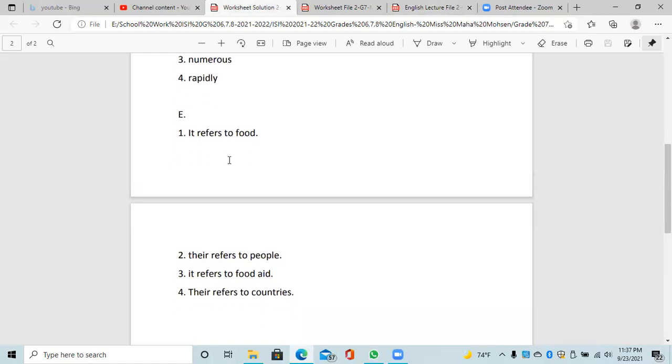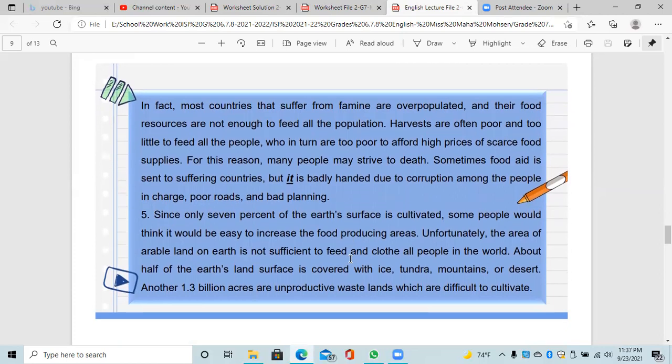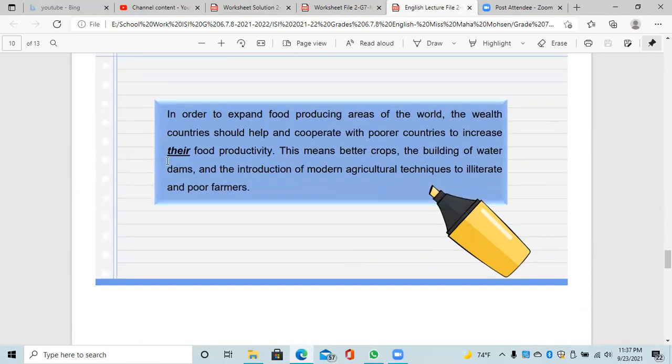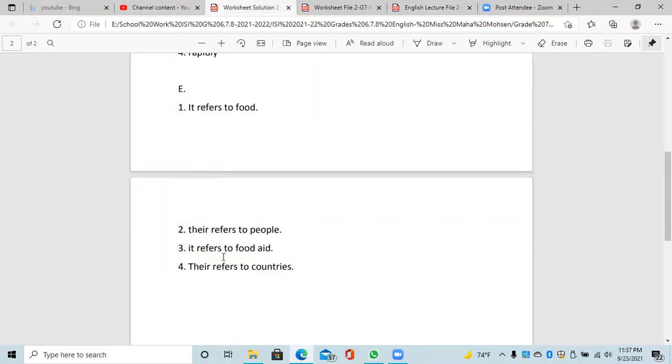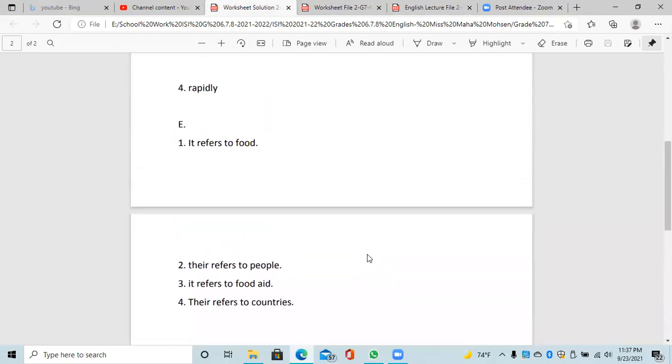Clear? And the last one, there, refers to countries. Let's look for it there. In order to expand food producing areas of the world, the wealthier countries should help and cooperate with poorer countries to increase their productivity. So the productivity of the poor countries. So there refers to the countries, more specifically the poor countries. And here our worksheet comes to an end.